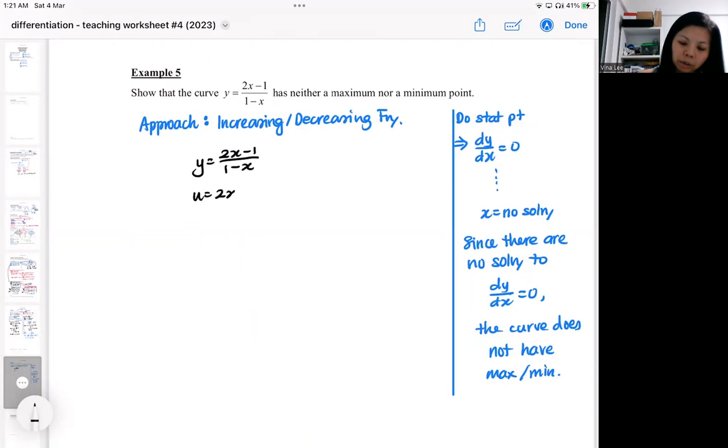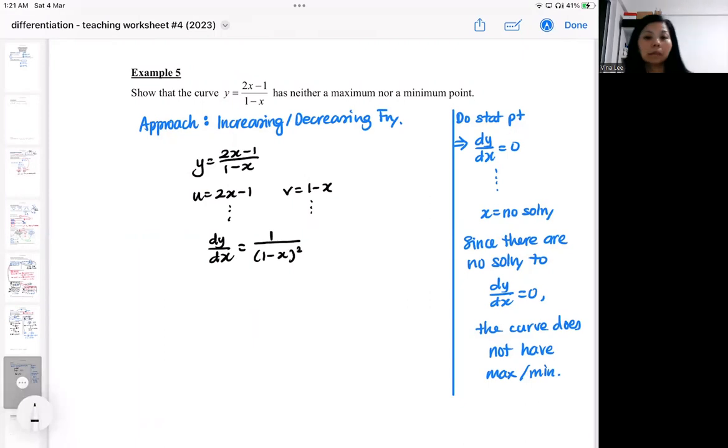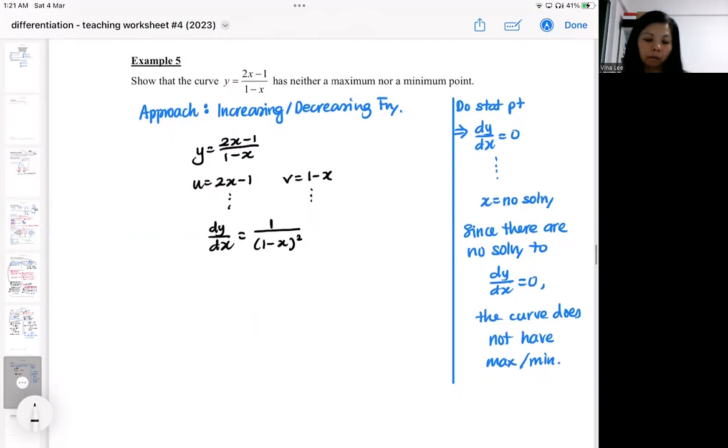So in this case, you should be doing your quotient rule. I'm not showing you the quotient rule. If you work it out yourself, you actually get quite a nice function. I think I got something like this. So with the dy dx, I can go by the two approaches. I can go by the increasing decreasing function approach, or I can do a stationary point approach. So I will show you both.